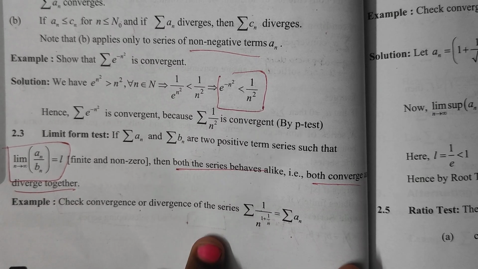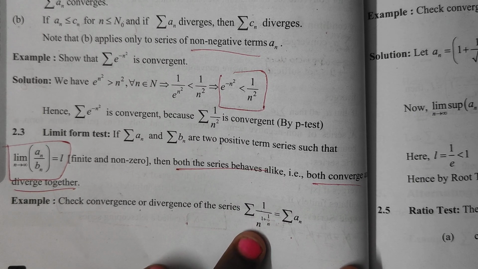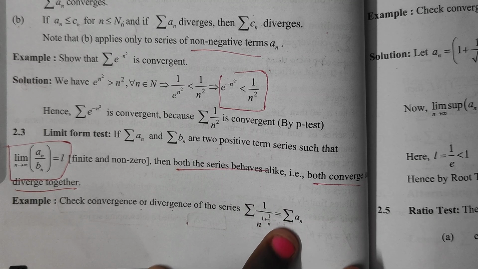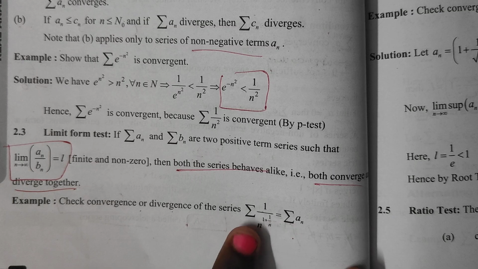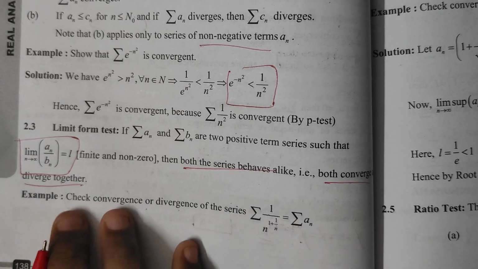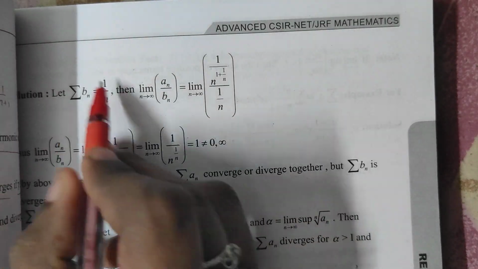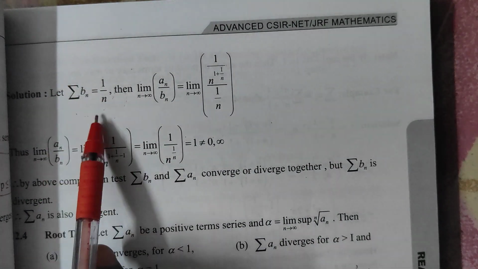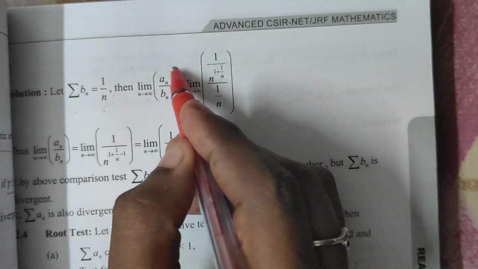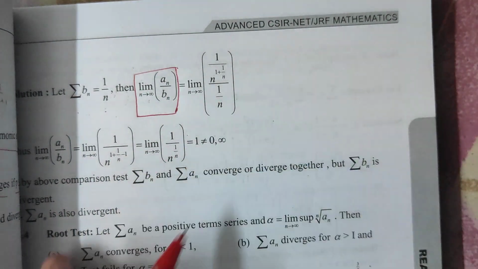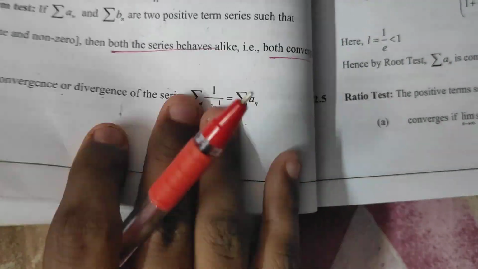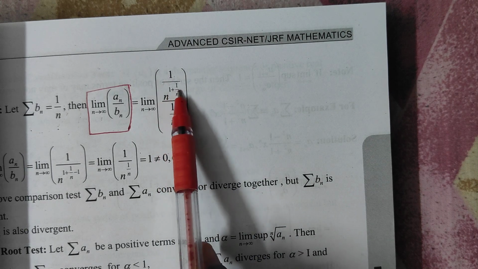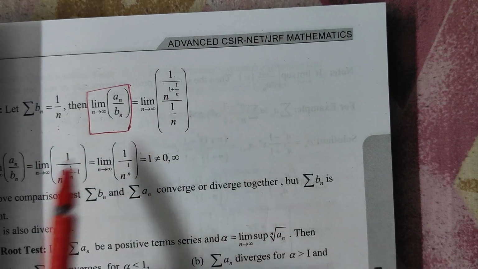Check the convergence and divergence of the series summation of 1 divided by n power 1 plus 1 by n, which is summation of an. I am going to take 1 by n as summation of bn. So take the limit as n tends to infinity of an by bn. This is your an value, so don't take the summation, just put 1 by n power 1 plus 1 by n divided by the bn value, which is 1 by n.